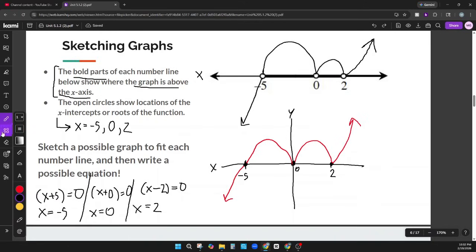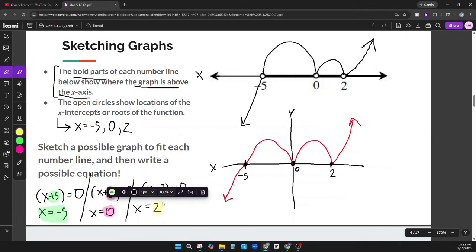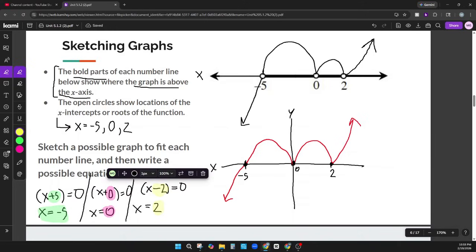So the rule is that whatever your solution is, whatever your x-intercept is, you're going to take that value, switch the sign, and make a parentheses that has x plus the opposite of what you're given here. So since we have a -5, what's in the parentheses is +5. 0 is unique because it has no opposite, so 0 and 0 are going to match. And when you have a positive 2 here, that means in your parentheses, you're going to have a -2.